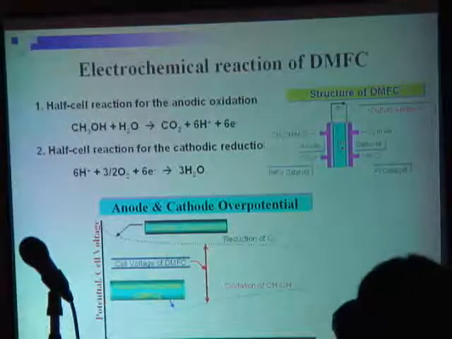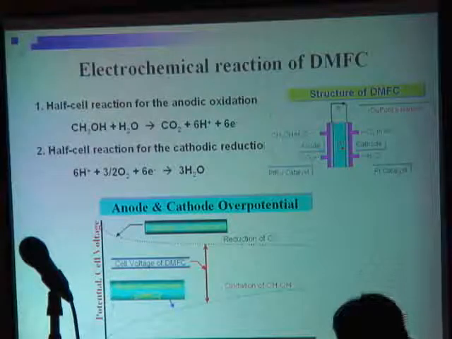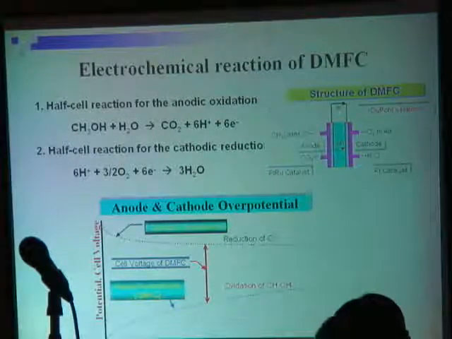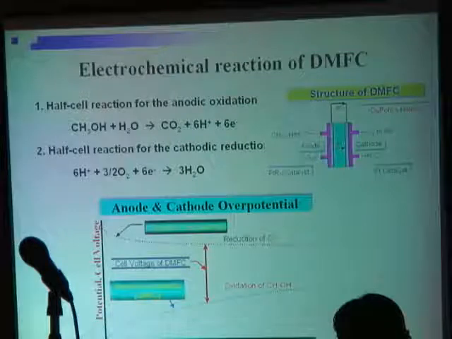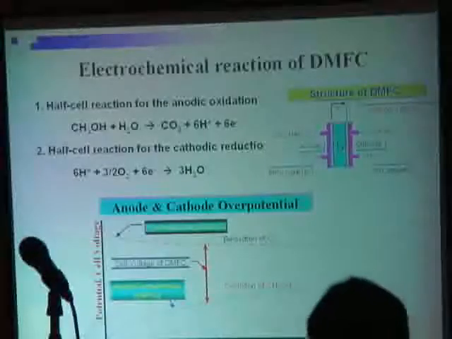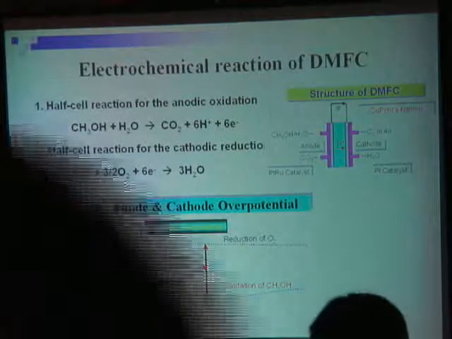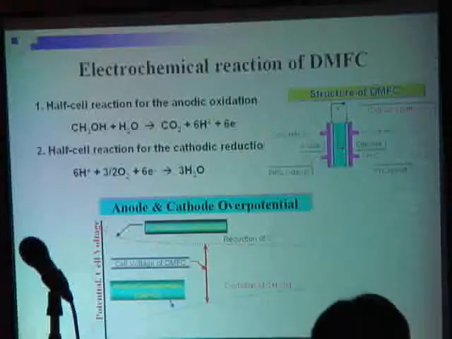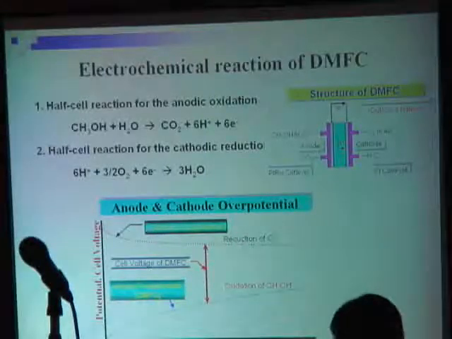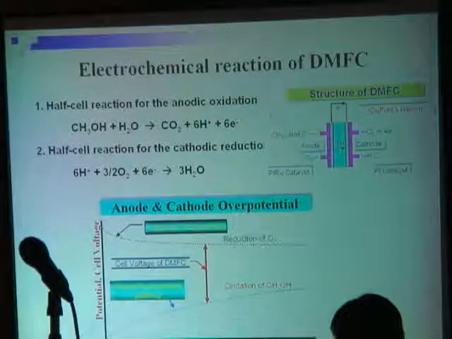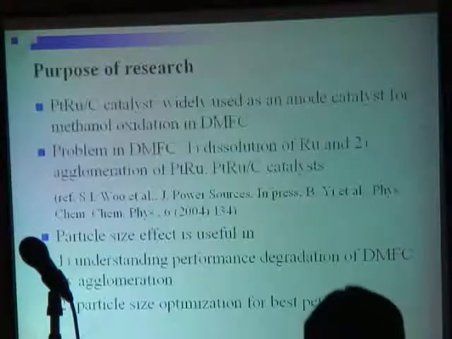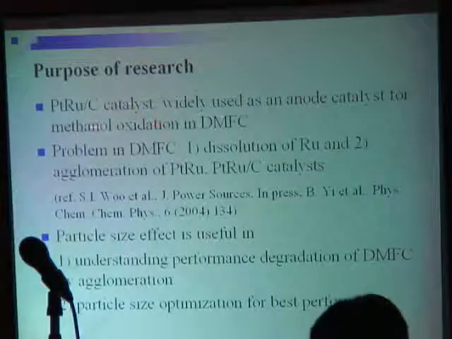As we all know, the fuel cell is very hot these days, as it is a very promising alternative power source for the next generation. But there are some problems for the fuel cell. From this graph, we can see that the voltage is what we want, but at the cathode and the anode there is overpotential, so the voltage is lost. So we should think about how to overcome the overpotential loss. This is the purpose of my research.